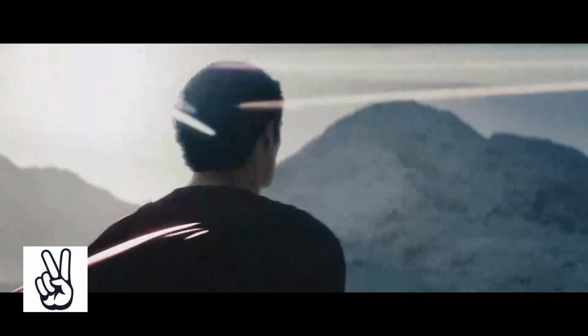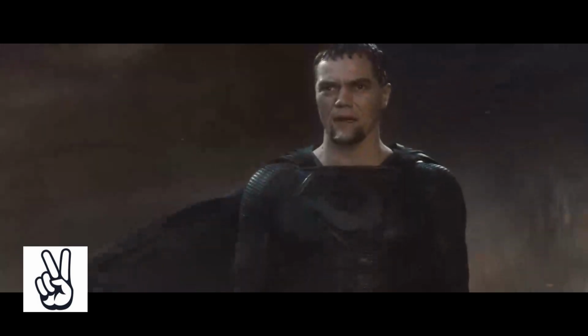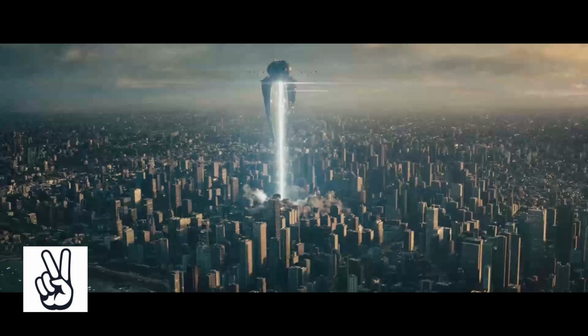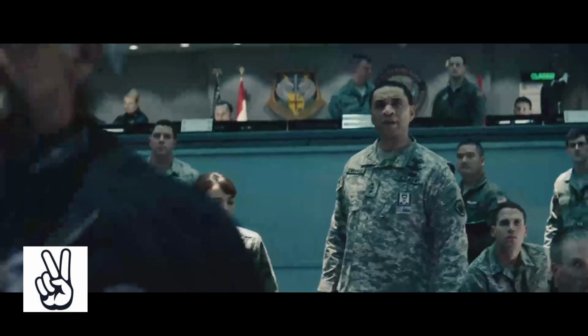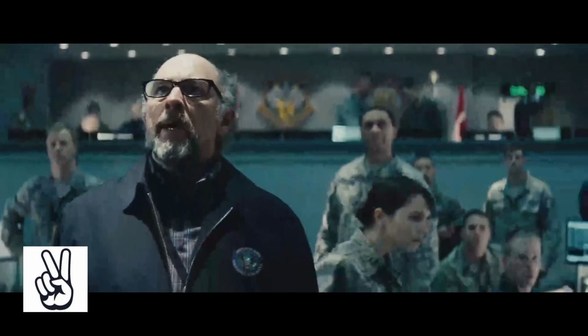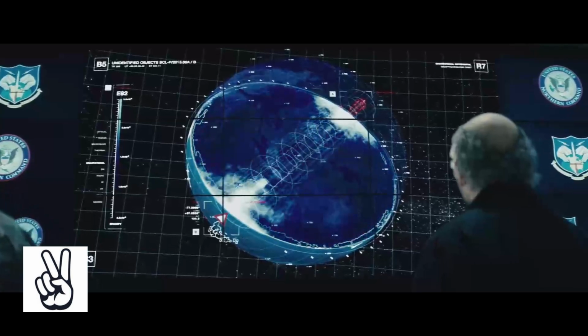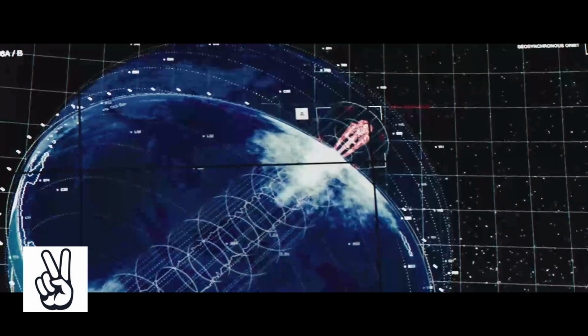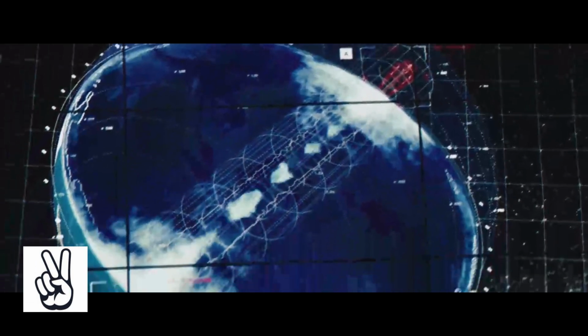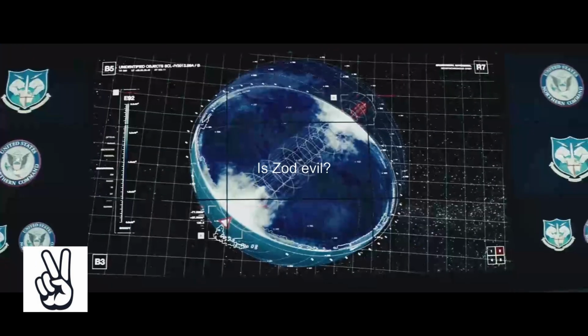And Zod wanted to find the Codex, believing originally it to be on the ship, in order to recreate Krypton by terraforming the Earth and destroying humanity in the process. And after they discovered that the Codex is in Kal-El's DNA, they desired to kill him in order to gain it. And now, before I go any further, we also stop and ask ourselves, is Zod evil?